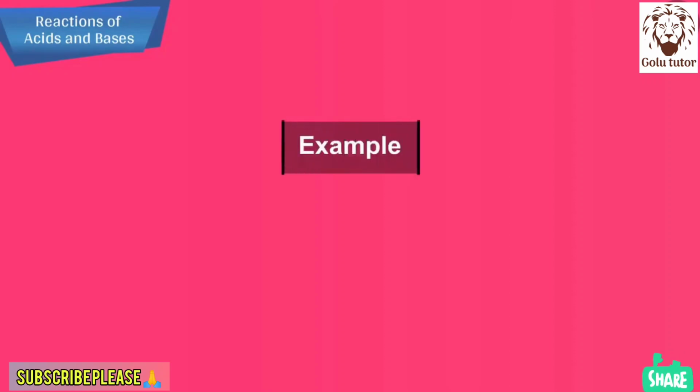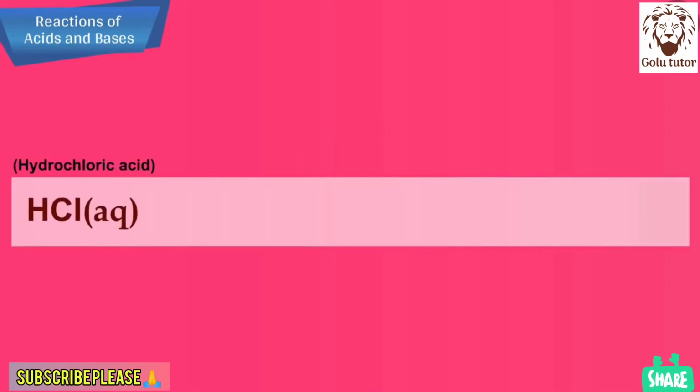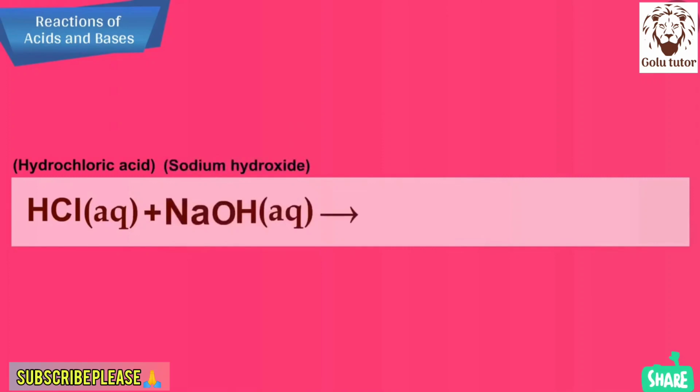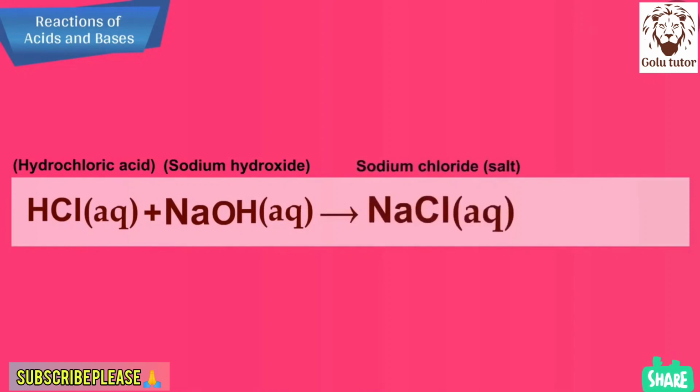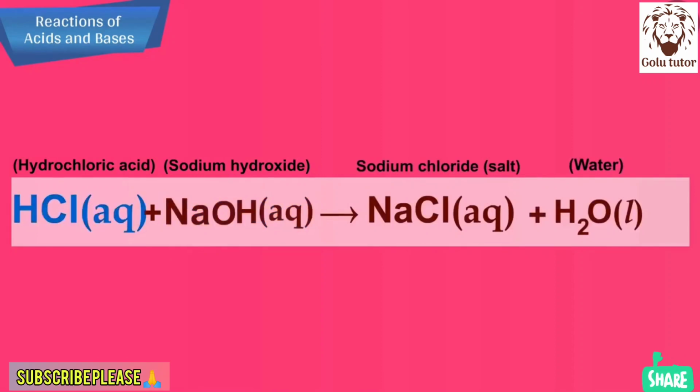Now, let us take one more example. If hydrochloric acid is treated with a base like sodium hydroxide, then neutralization occurs and there is a formation of sodium chloride, salt and water. The base neutralizes the acid and destroys its acidity.